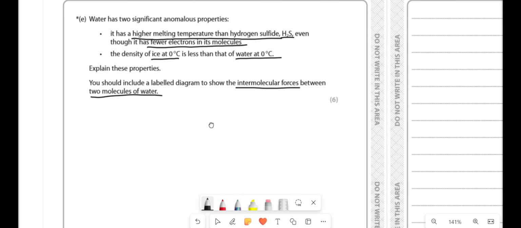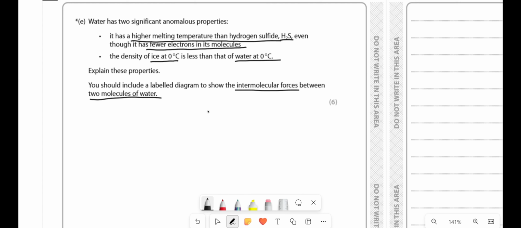So water has 2 significant anomalous properties. It has a higher melting temperature than hydrogen sulfide, even though it has fewer electrons. The density of ice at 0 is less than that of water at 0. Explain these properties. You should use a labeled diagram to show the intermolecular forces between 2 molecules of water. So let's do this one by one. If we're going to talk about how hydrogen bonds give all of its properties, it's probably best to start with describing what a hydrogen bond is.